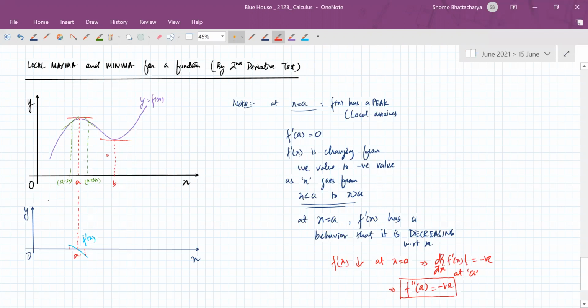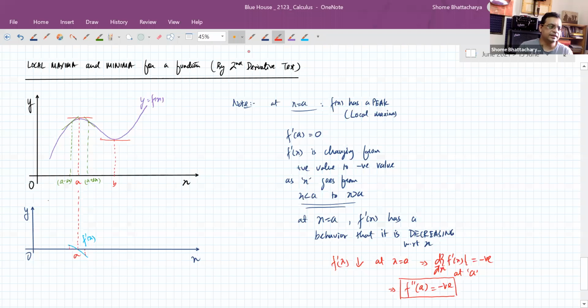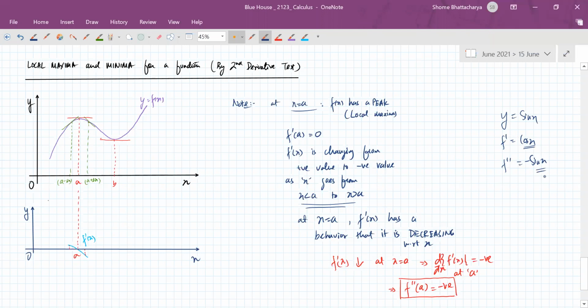Sir, but at A derivative is 0. So second derivative would also be 0 only, no? No, beta. Like, see, second derivative is the value of another function. Suppose we have the function y is equal to, let's say, sine x. Okay. So what is the derivative? It is cos x. And what is the second derivative? It is minus sine x. So now see, at a point where cos x is 0, is minus sine x 0? No, no. Okay, sir. No.